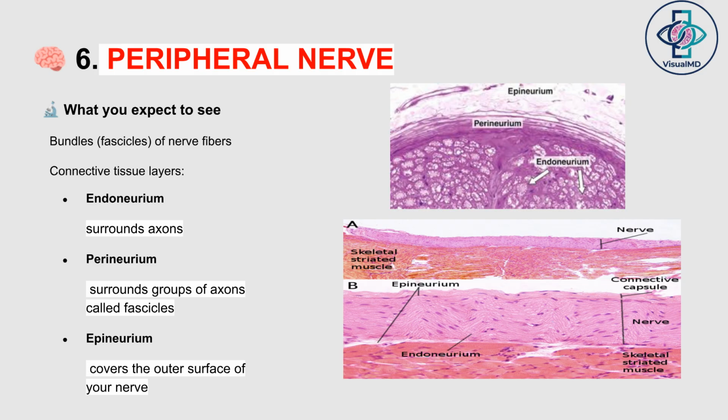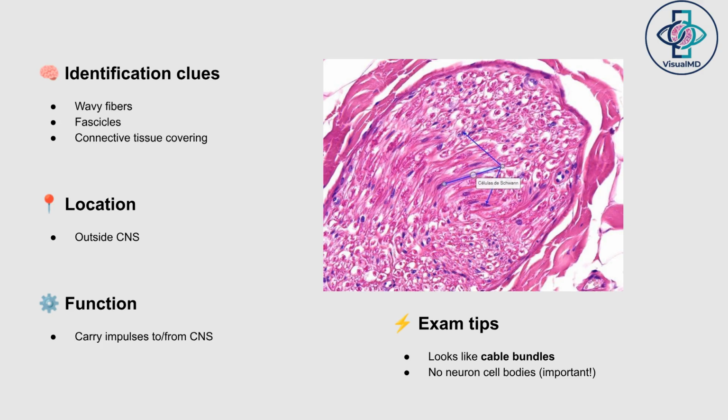Now, the peripheral nerve. It consists of bundles or fascicles of nerve fibers encased in connective tissue layers. The layers are the endoneurium surrounding axons, the perineurium surrounding fascicles, and the epineurium covering the outer surface of the nerve. Identification clues for the peripheral nerve include wavy fibers, fascicles, and connective tissue covering. It is located outside the CNS and carries impulses to and from the CNS. A key exam tip is that it looks like cable bundles and lacks neuron cell bodies.